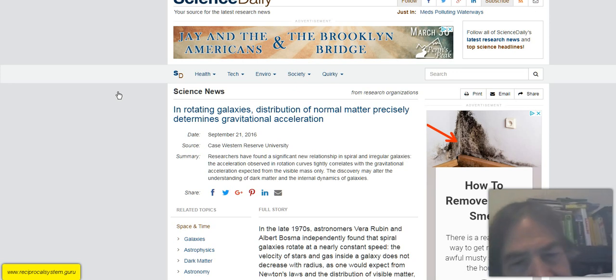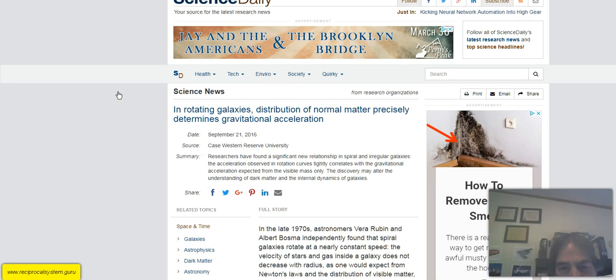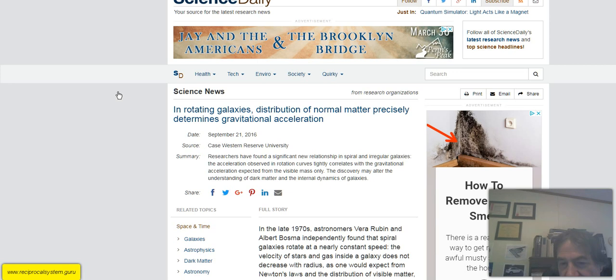Anyway, here we go. Case Western Reserve University. Researchers have found a significant new relationship in spiral and irregular galaxies. The acceleration observed in rotation curves tightly correlates with the gravitational acceleration expected from the visible mass only. The discovery may alter the understanding of dark matter and the internal dynamics of galaxies.